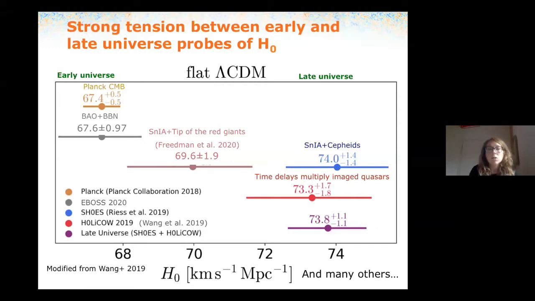And also let me mention that there is a new measurement from supernovae, which now calibrates the supernovae not with Cepheids, but with the tip of the red giant branch, from Freedman et al. They find a value which is a little bit, say, in between the CMB and the SH0ES measurement, with an error bar, however, that makes it compatible with both.